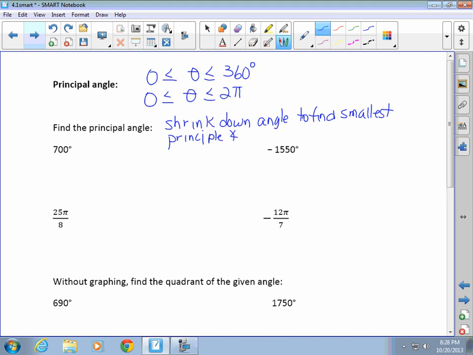So 700 degrees, if we take 360 away, because we can't go more than 360 in there, because twice would be 720, so I subtract my 360 degrees from there, that would be 340 degrees. So that would be your smallest principal angle.